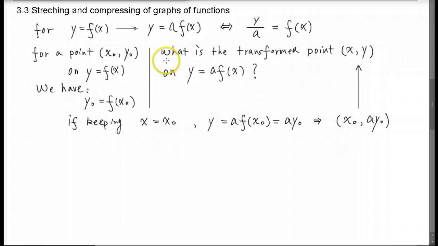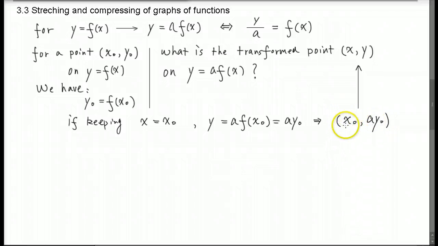And then we just need to ask, what is the transformed point (x, y) on this new function? If we keep the x the same, then we plug in x equals x0. So we have x0 here, and then y equals a f(x0). And remember, f(x0) is actually equal to y0, so we got it from here. So then your new y is equal to a multiplied by y0. Here you go, the new point is (x0, a y0).